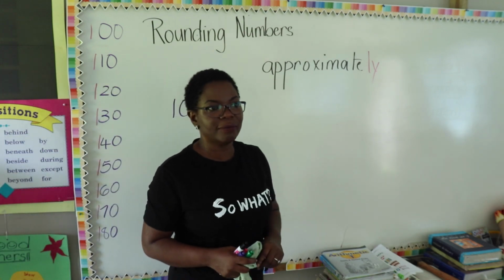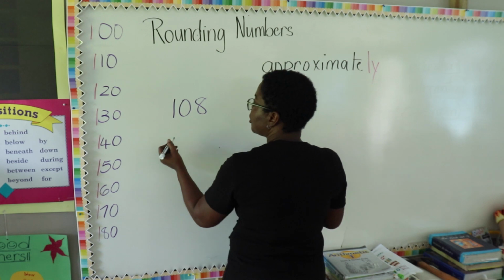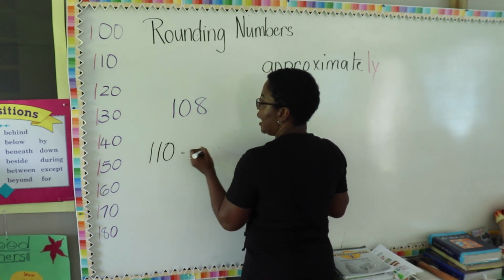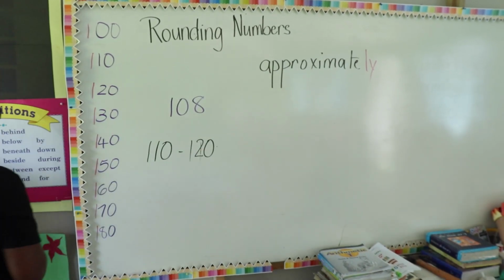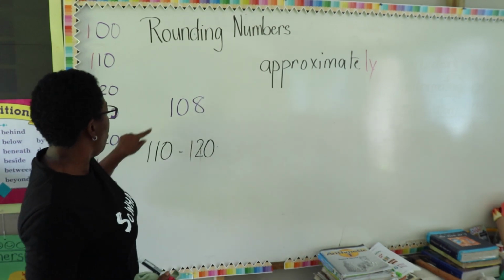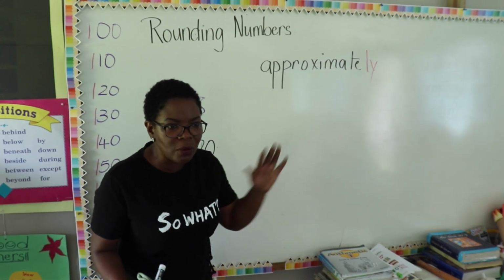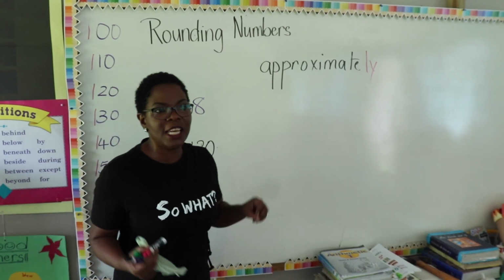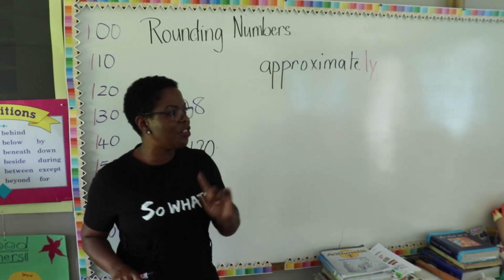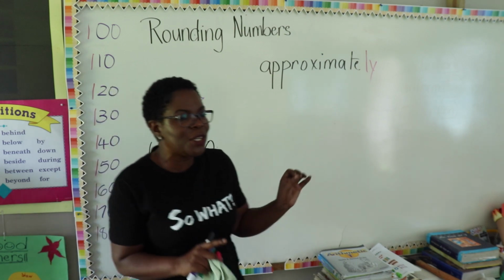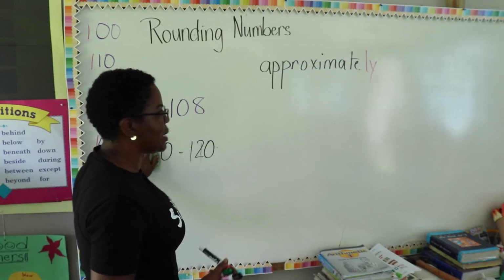Okay, sir, what are you saying? It will come between 110. All right, so he thinks that 108 will come between 110 and 120. Is he correct? If you're not sure, that's okay. We can check it. So let's go. 110, 111, 112, 113. Am I the only one counting? Stop. Let's go again. 110, 111, 112, 113, 114, 115, 116, 117, 118, 119, 120. Did we hear this number? No. Oh my gosh, it's like we're playing go fish.